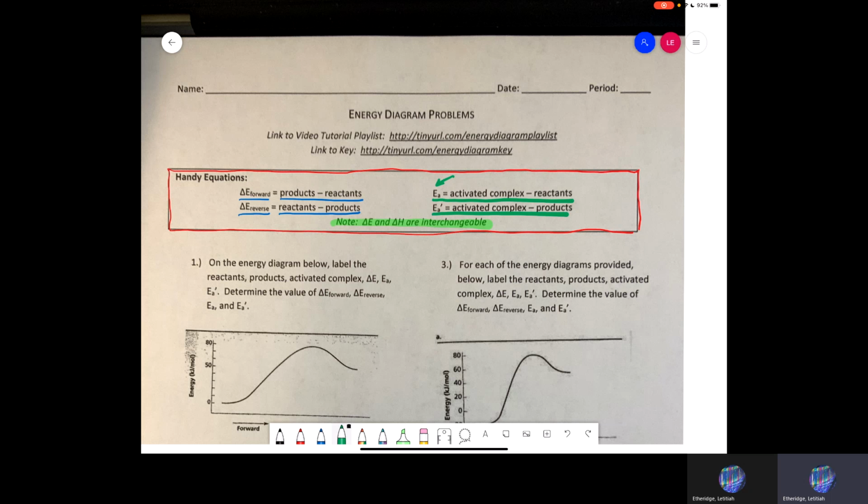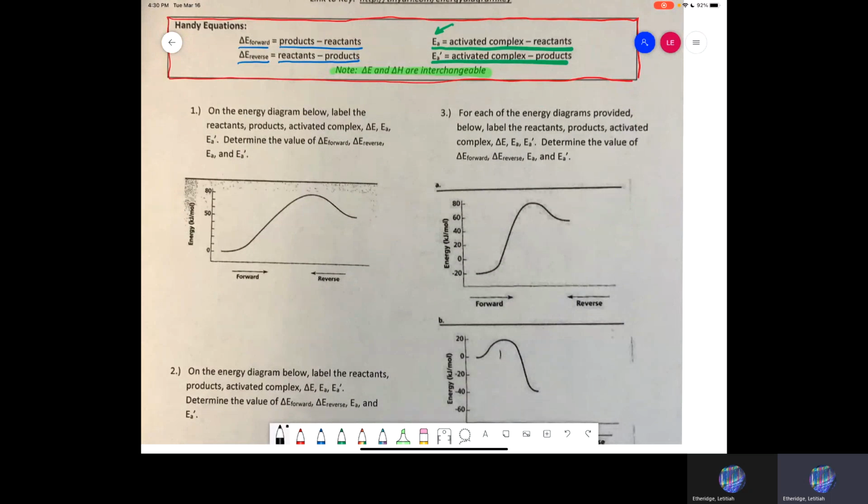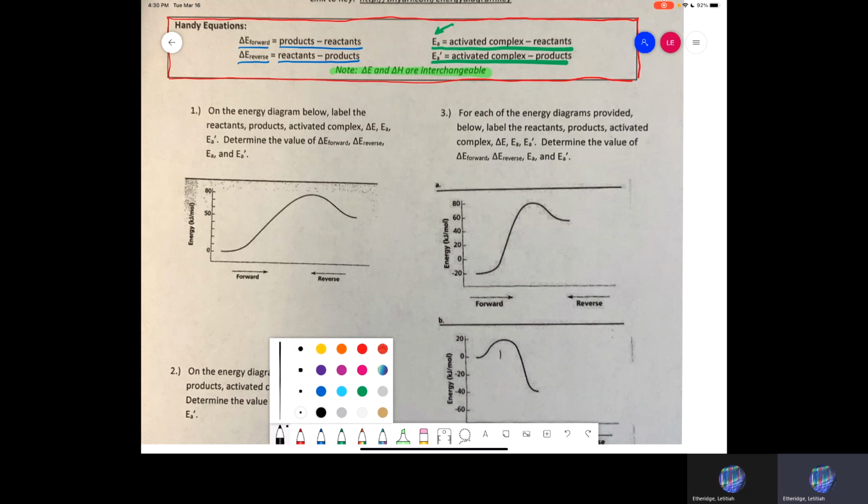Okay, so let's do number one together. I'm going to try and make my pen smaller because I'm going to be drawing on this graph. It says on the energy diagram below, label the reactants, products, activated complex, and then you have to determine all of the values. So it wants you to determine delta E forward, delta E reverse, EA, and EA prime. The first thing we have to do is identify where everything is. This is the forward reaction. This is the reverse reaction.